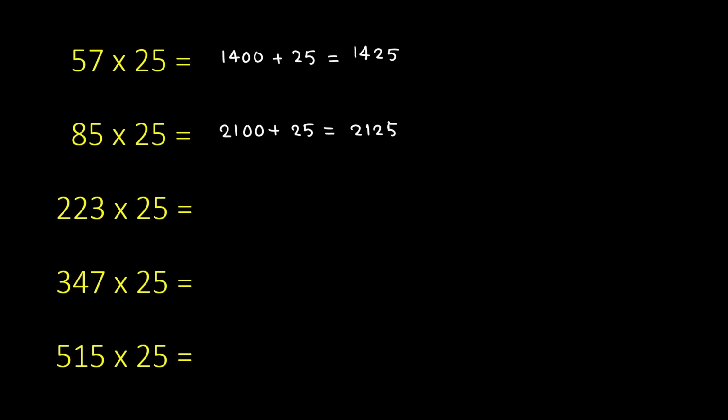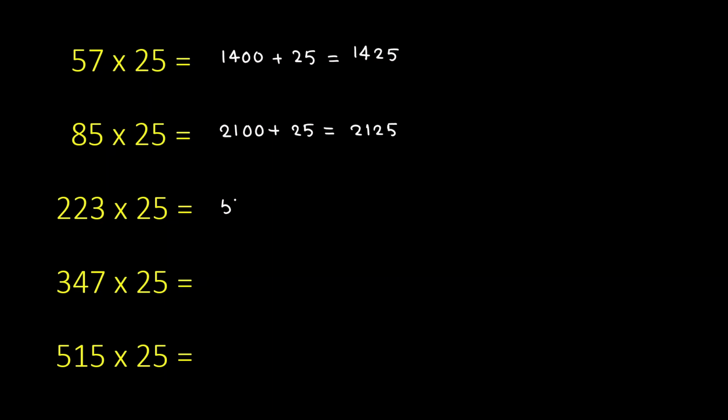223 when divided by 4, you can see the quotient will be 55. So 55 hundreds plus the remainder is 3. 3 25s are 75. So when you add them, you'll get 5575. Similarly, 347 when we divide by 4, you can see the quotient will be 86. So it is 86 hundreds plus the remainder is 3. 3 25s are 75 and when you add, you'll get 8675.